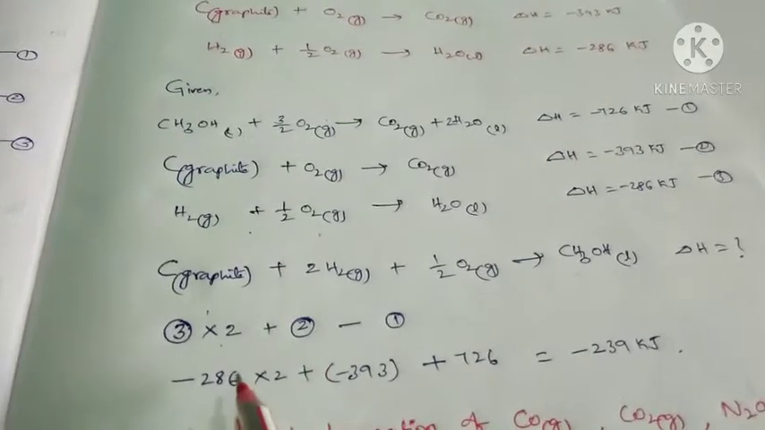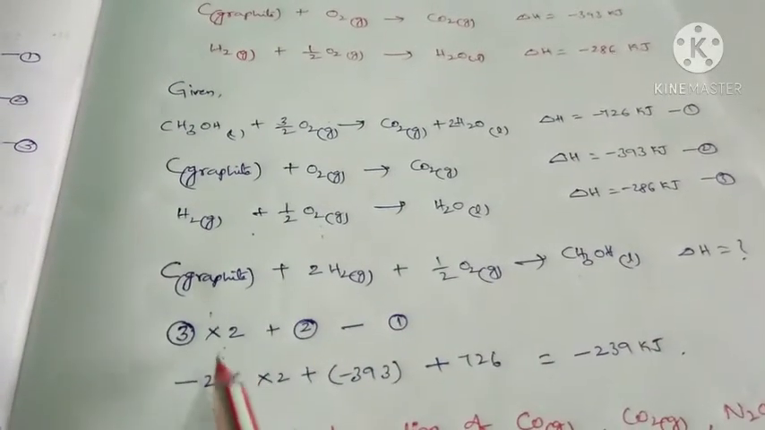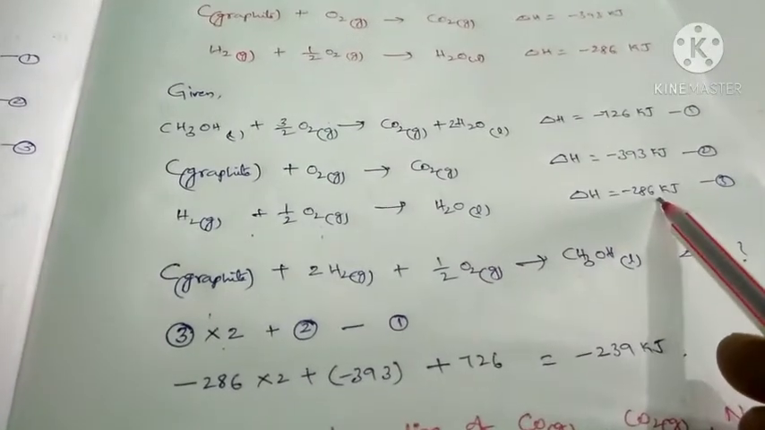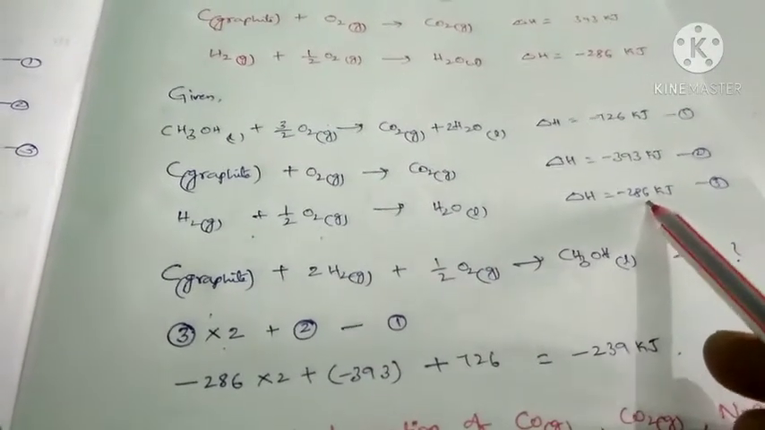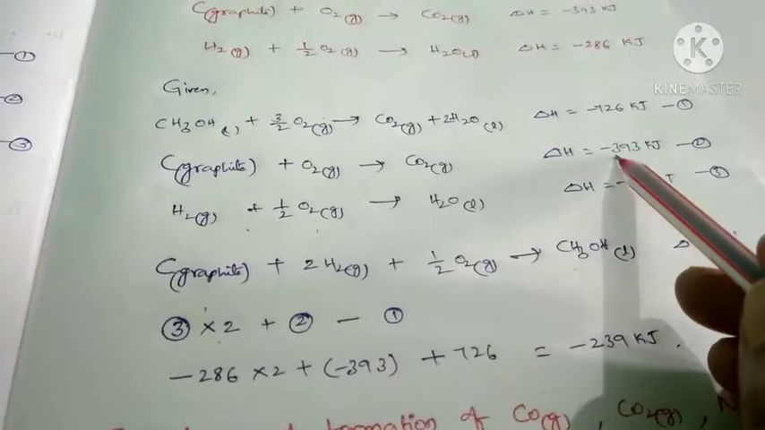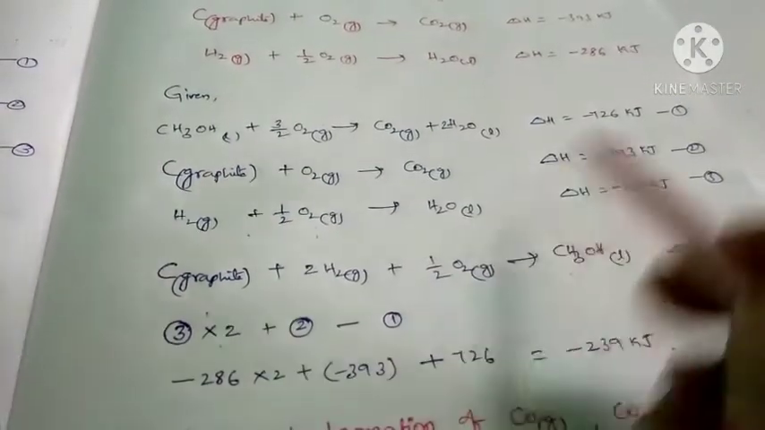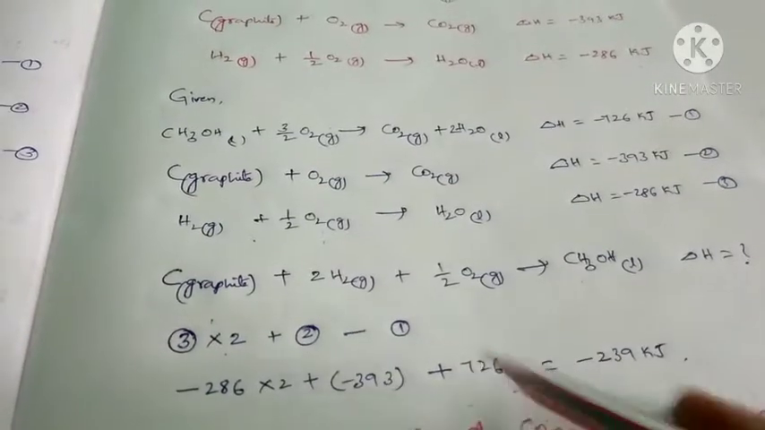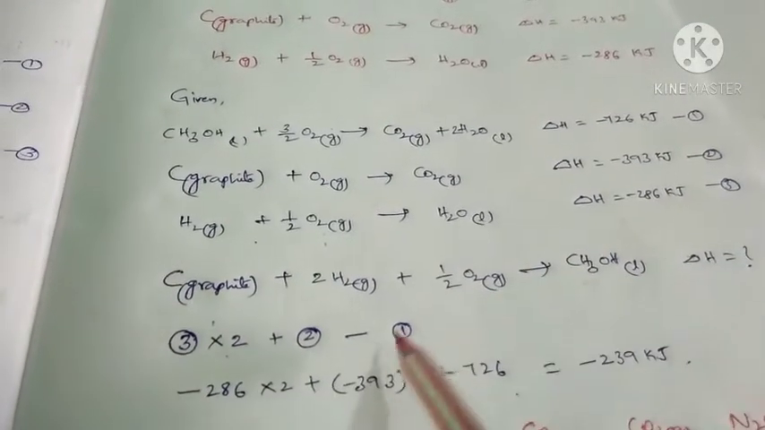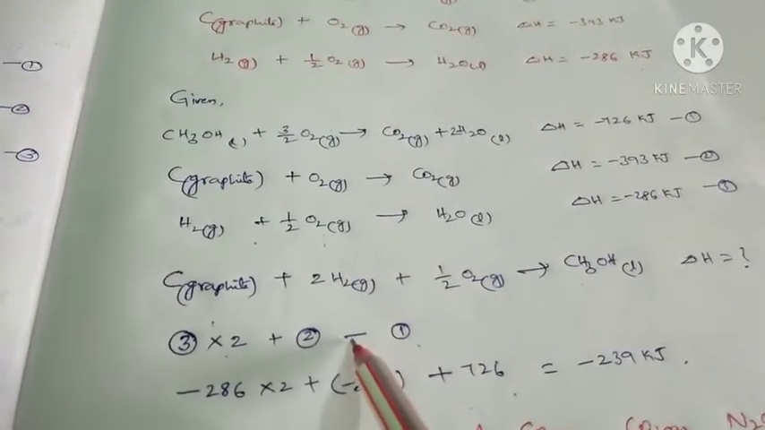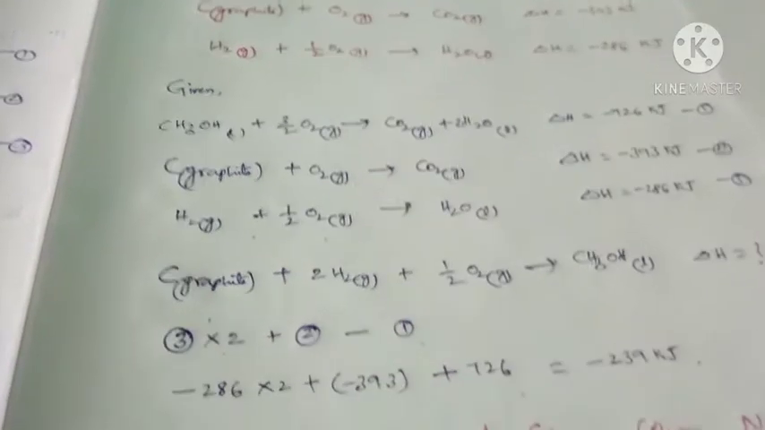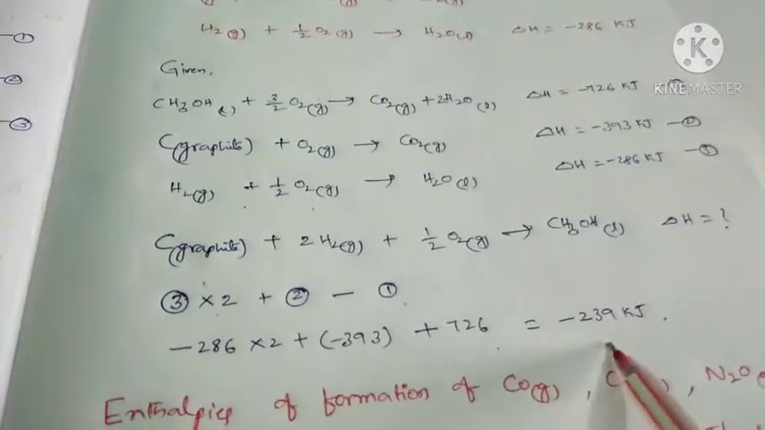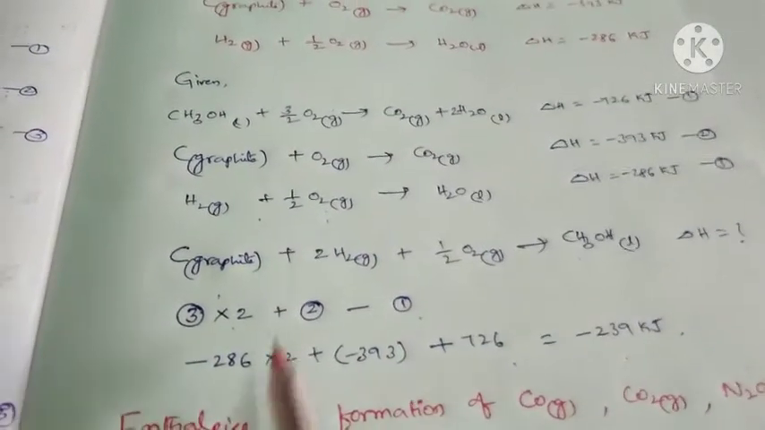Then what we have to do? We have to multiply this value by 2, and we just add that value directly, and the minus value becomes plus, because we are reversing the equation. For that purpose we have put minus 1 here. That means minus equation, that means we are reversing the equation. Then we get this value. This is the simple trick.